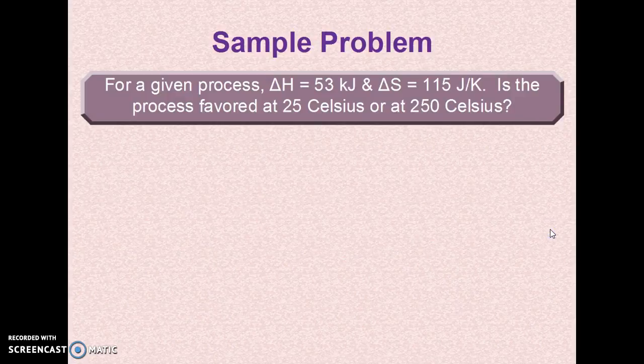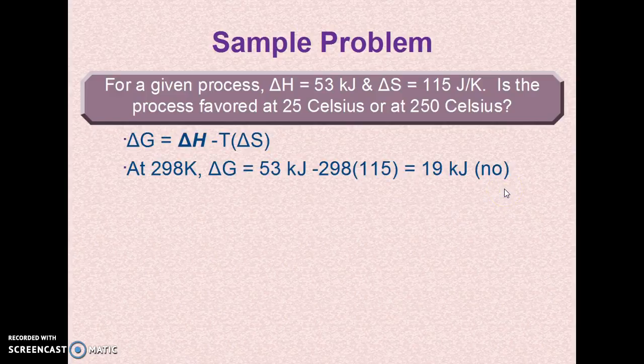So let's do a problem. For a given process, delta H is 53 kilojoules and delta S is 115 joules per Kelvin. The question is, is the process favored at 25 Celsius? Is it favored at 250 Celsius? So we calculate delta G. That's delta H minus T delta S. And at 298 K, delta G is 53 kilojoules minus 298 times 115 joules, or 19 kilojoules. Positive. Therefore, this is not favored.